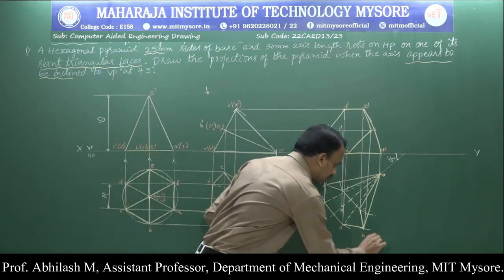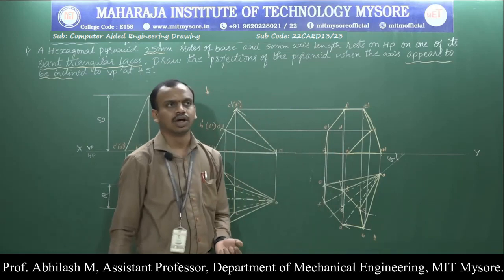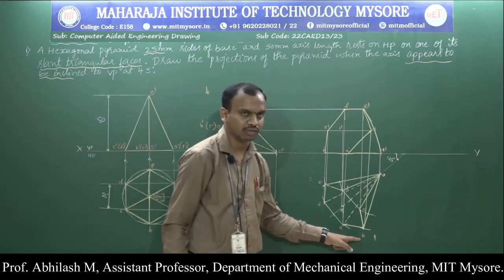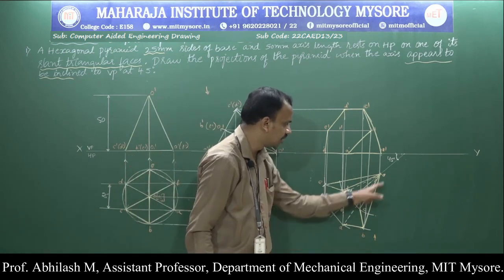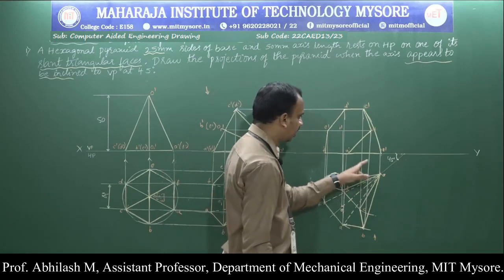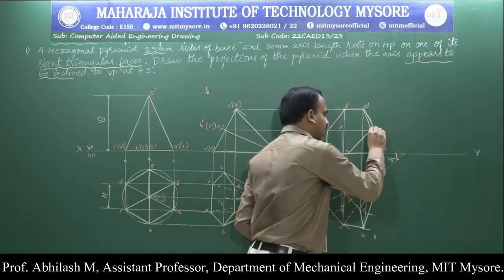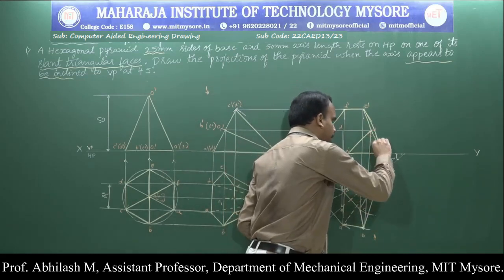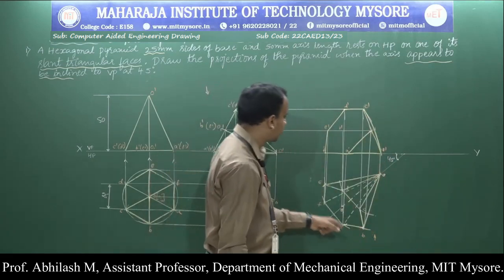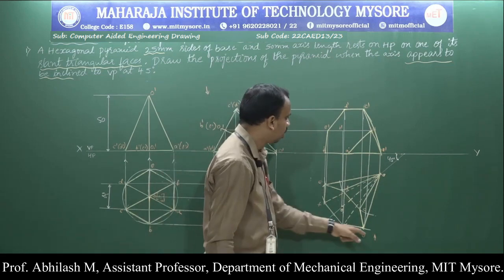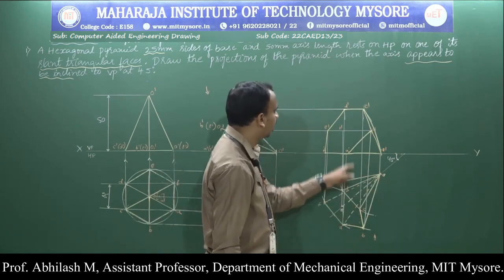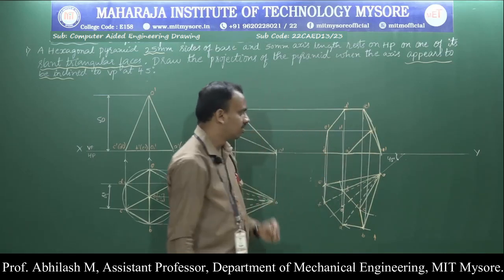Now apply the conditions. What are the conditions that we are supposed to apply? The edges or the corners which are nearer to the observer are completely visible. So O to B is visible, O to C is visible, O to A is visible. So here O to B is completely visible, that is O dash to B dash. O to A is visible, O to A we have already done. O to B is also visible, that we just made. O to C is visible, O to C is already made visible.